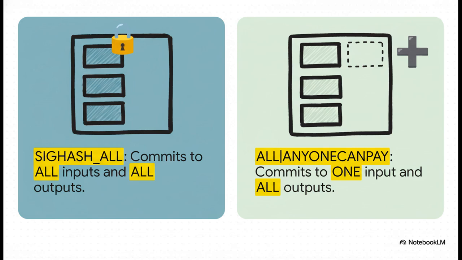And this just shows you how big a difference it makes. A standard SIGHASH all commits to all the inputs and all the outputs. But when you add that anyone can pay modifier, your signature still locks in all the outputs, but now it only commits to your one input.